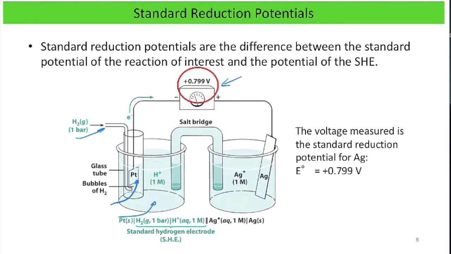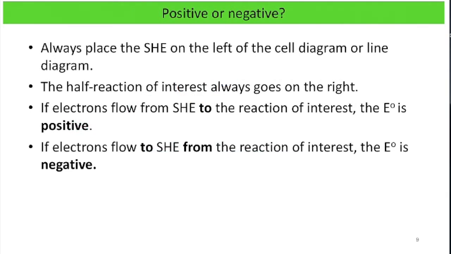If it was zinc on the right-hand side of this diagram instead, we'd have a voltage of minus 0.762 volts, and a negative voltage would mean that the electrons are traveling from right to left in this particular diagram. So again, when doing these measurements, we're always going to place a reference electrode on the left-hand side of the cell diagram, and the half reaction of interest is always going to go on the right. If the electrons flow from the standard hydrogen electrode to the reaction of interest, the standard reduction potential is going to be positive, just like on the previous slide. And as I was mentioning before, if electrons flow to the standard hydrogen electrode from the reaction of interest, the standard reduction potential is going to be negative.